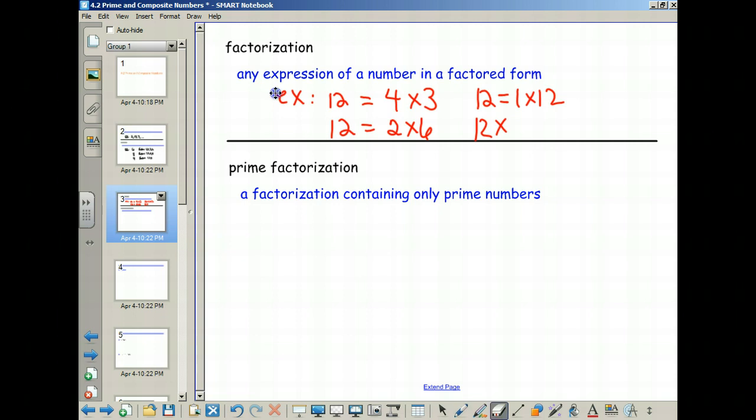Yeah, using only positives. We're not going to be using negatives. What if I did 3 numbers? Could I do a factored form with 3 numbers involved? Sure. I could get even more creative and I could do something like this.